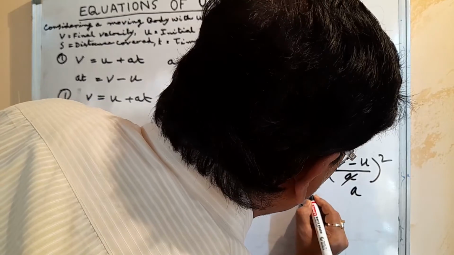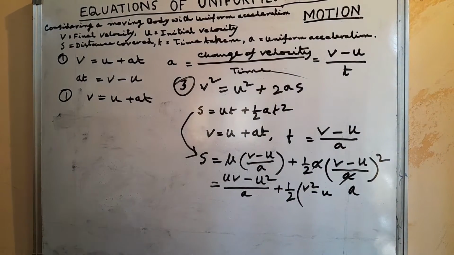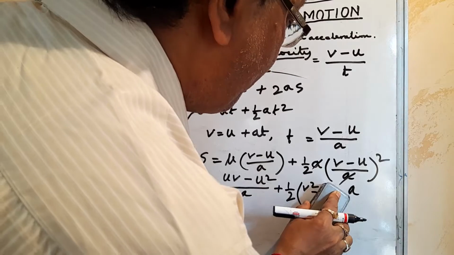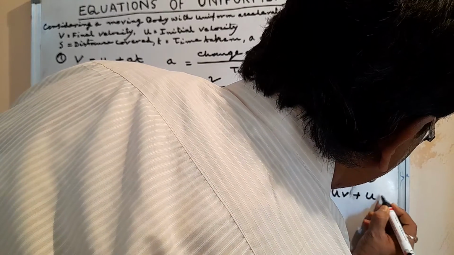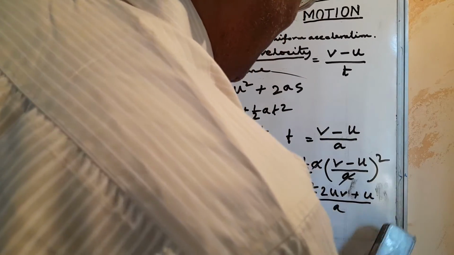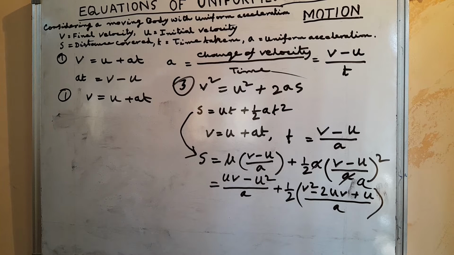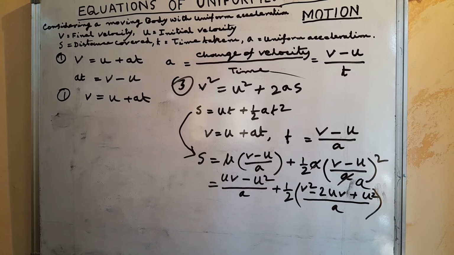So we get v square minus 2uv plus u square divided by a, and this will be equal to this. Okay, this is our third equation.